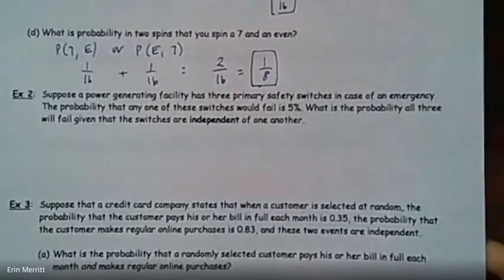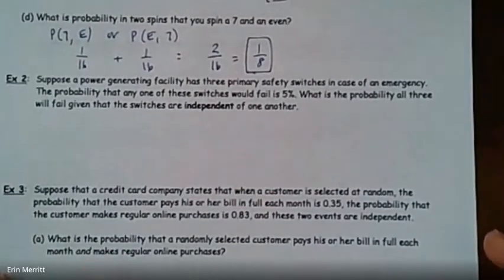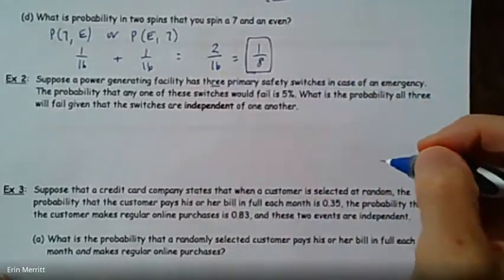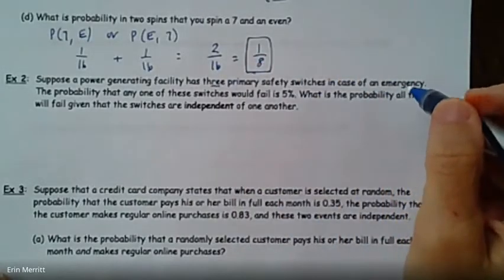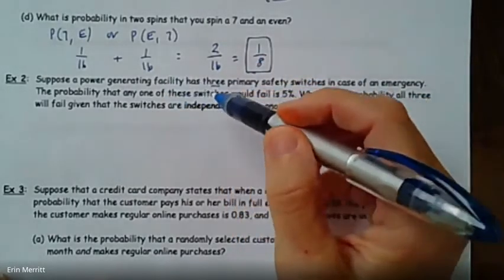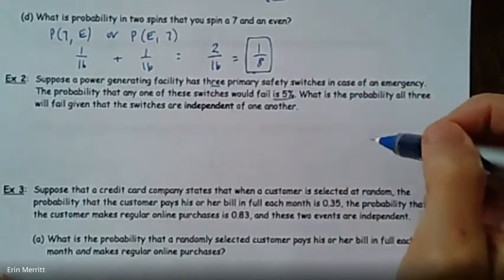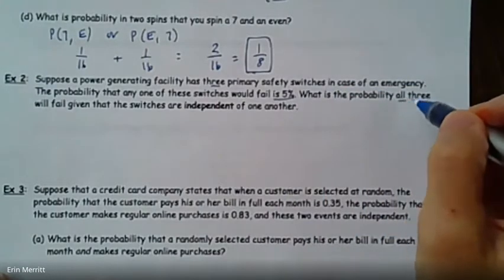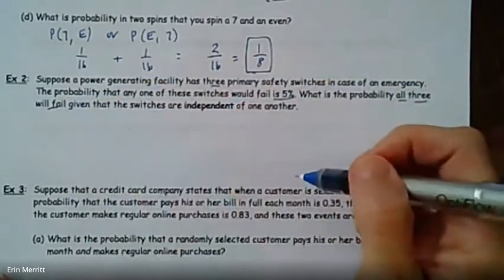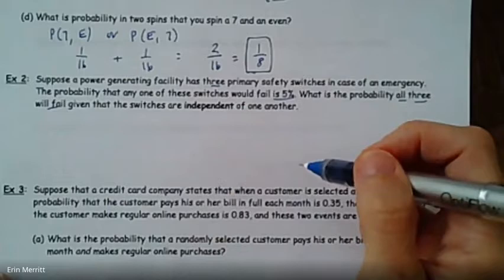All right, this next one, if we take a look, says, suppose a power generating facility has 3 primary safety switches in case of an emergency. The probability that any one of these switches will fail is 5%. What's the probability that all 3 of them fail, given that the switches are independent of one another?